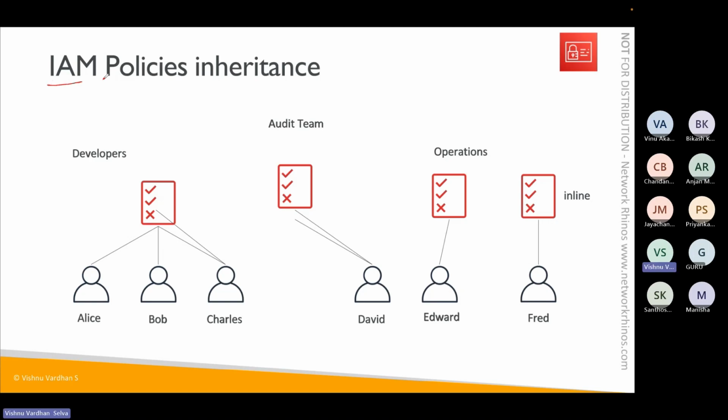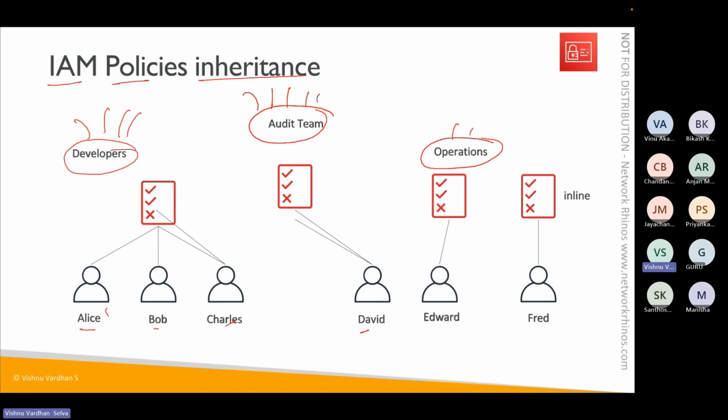Now, IAM policy inheritance. So I told you when I'm calling Alice, Bob, Charles inside the developer group, the developer group has policies and these policies indirectly get applied here. In the same way, the audit team also has policies, and all those policies get applied here. Even operations has a policy, and all of it gets applied here.